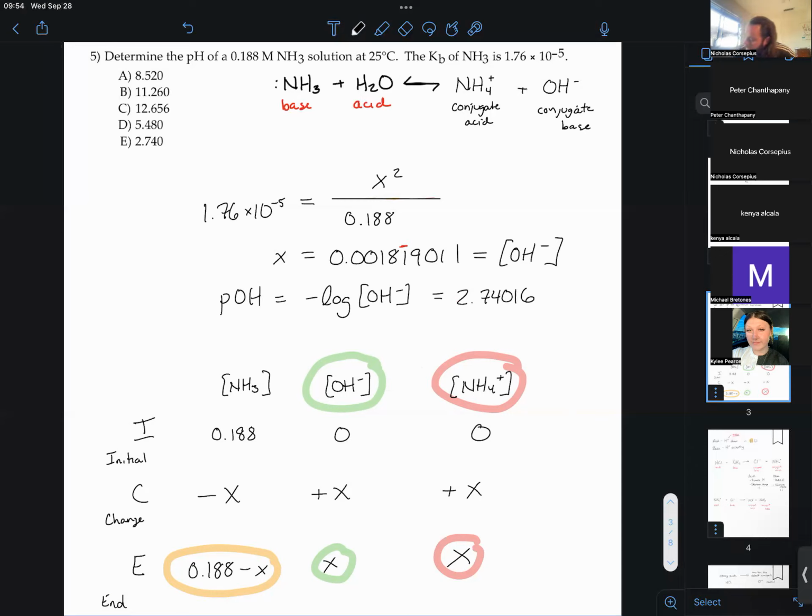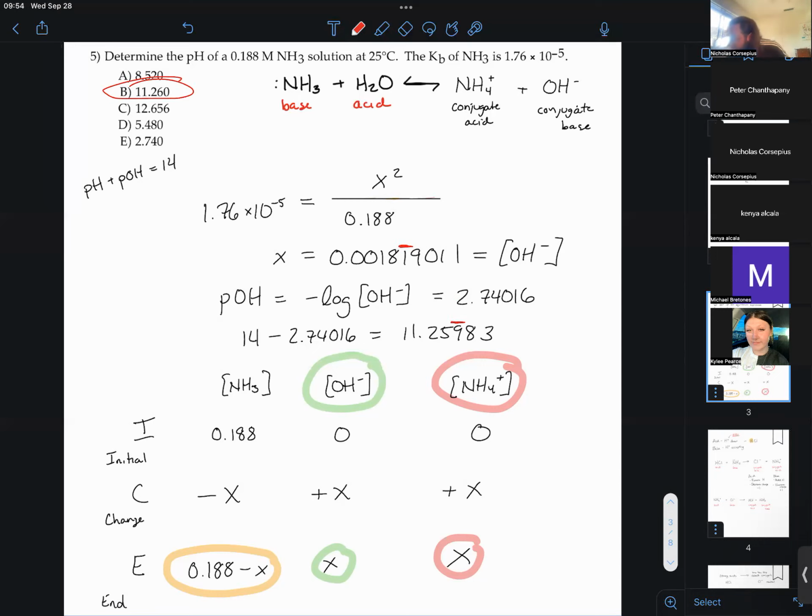2.74016. And then I can use the fact that my pH plus the pOH equals 14. So take 14 minus that pOH. And we get our pH of 11.25983. And being good about sig figs, the number of sig figs in my concentration, which was 3, is going to correspond to the number of decimal places in my pH. So that's that value there.